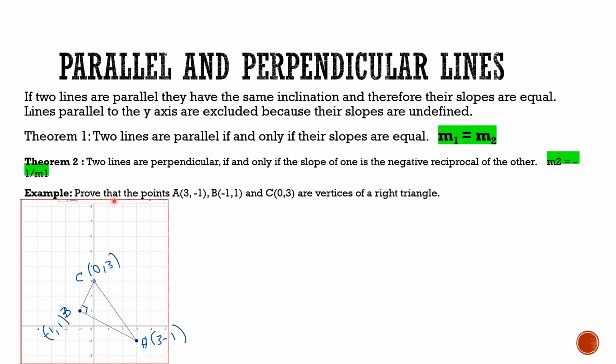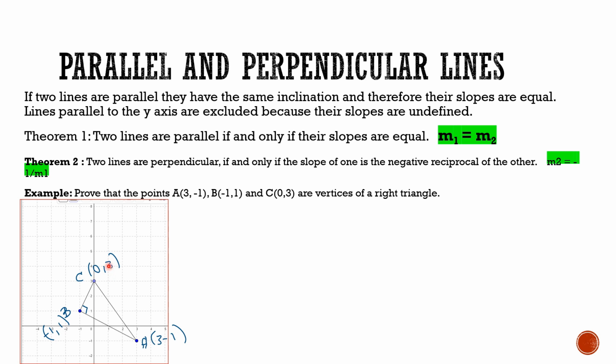Prove that points A (positive 3, negative 1), B (negative 1, positive 1), and C (0, positive 3) are vertices of a right triangle. We have pre-drawn here the illustration in order to save some time. Point A is 3, negative 1. This is point B, which is negative 1 and 1. And this is point C, which is 0 and 3.